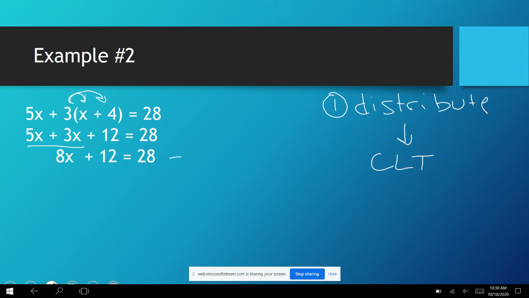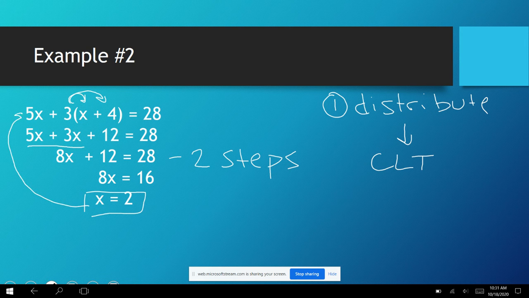And now we have 2 more steps left to do. Just as we have before, we need to isolate that 8x, which involves moving the 12 by subtracting 12 from both sides. Then divide by 8 to get x equals 2. Again, check your answer by substituting x equals 2 into that initial equation, and you will see that it works.